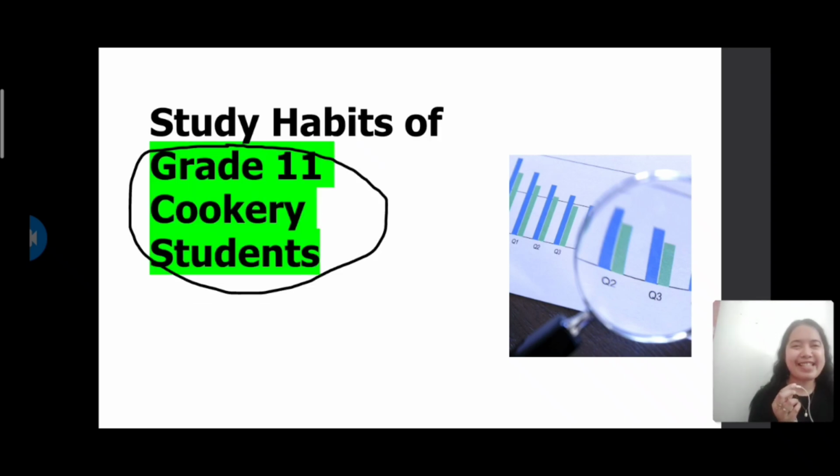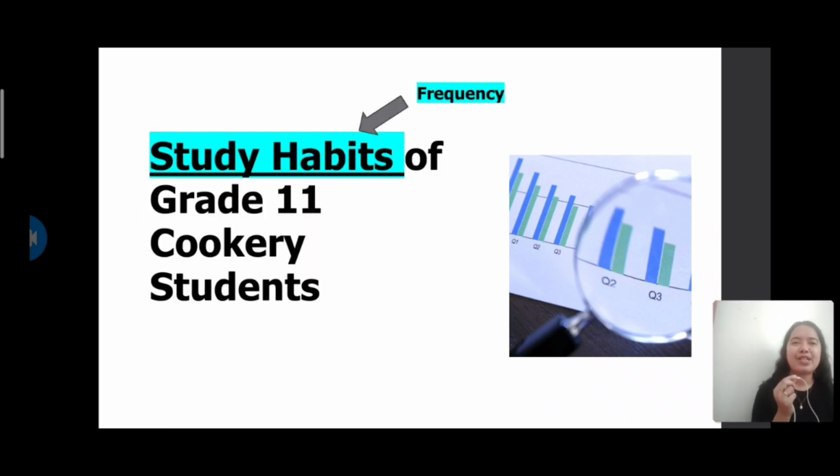What descriptive statistics are we going to use for this research study? It's the same thing as with the previous research title, the prevalent marketing strategies, since we're going to list all the common study habits based on the literature that we have and allow our grade 11 cookery students to choose which among these study habits they commonly use. So I'm going to be using a descriptive statistic, which is frequency.